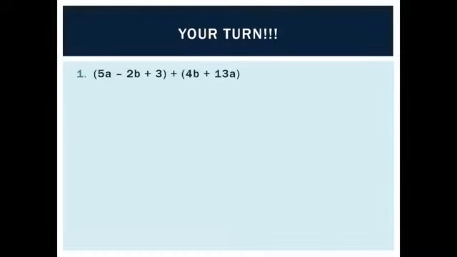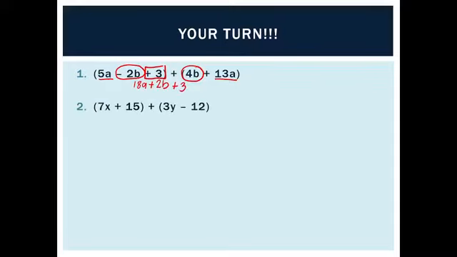I will be asking you, who can give me the sum for this? Any volunteer? Let's start with 5A and 13A. How much is 5A plus 13A? 18A. So take note that we keep the A too. Next, how much is negative 2B and positive 4B? They are not the same sign, so we subtract. Very good, positive 2B. Now, does 3 have a partner? None, so what do we do? Copy. And there you go, that will be our answer for number 1.